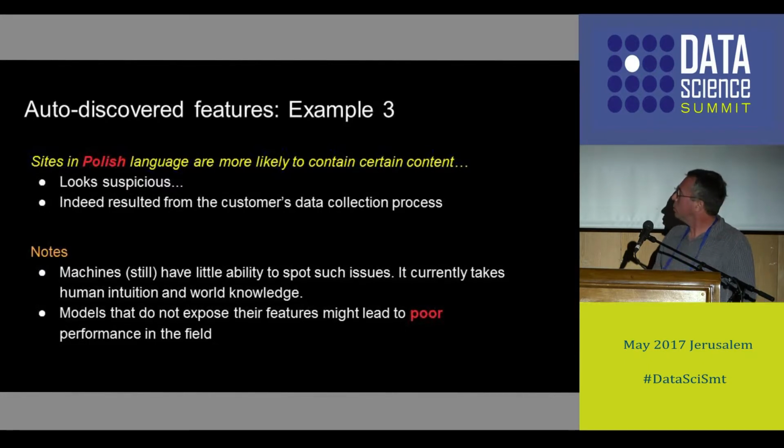So the message that I would like to convey here is that machines still have little ability to spot such issues, okay? It currently takes human intelligence, world knowledge, intuition, etc., even to see that there is a problem. And let me make a bold statement and say that models that don't expose their features to the users or to domain experts might lead to poor performance in the field, because the hypothesis may crash miserably in production.